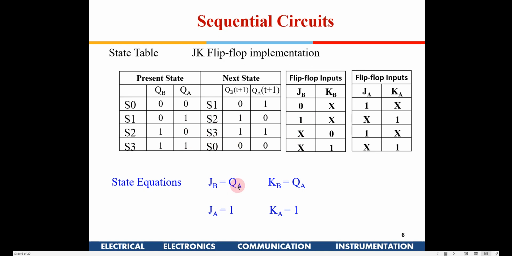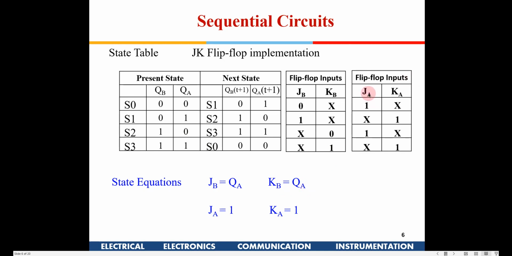I can also make a K map. There are two variables out here, and this is the output J. So if I make a two variable K map, I will still get the same equation. So here JB is equal to QA, right? Similarly for KB, these are don't care conditions. This is 0, this is 1, so the output is also 0 1. So I can write KB is also equal to QA, right.